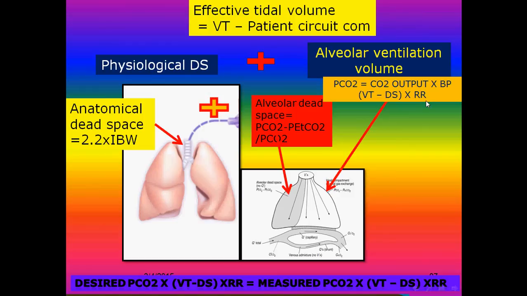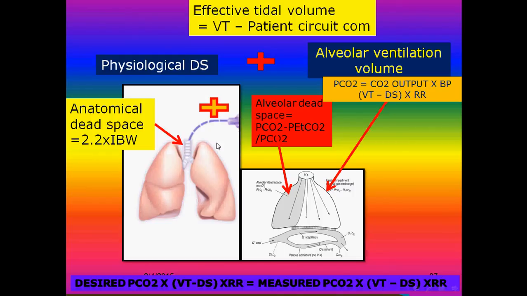If you want to change, from the previous formula we measure, or we put the desired one. We have this measured, but from this formula we can define the desired partial pressure of carbon dioxide in order to reach the set partial pressure of carbon dioxide.